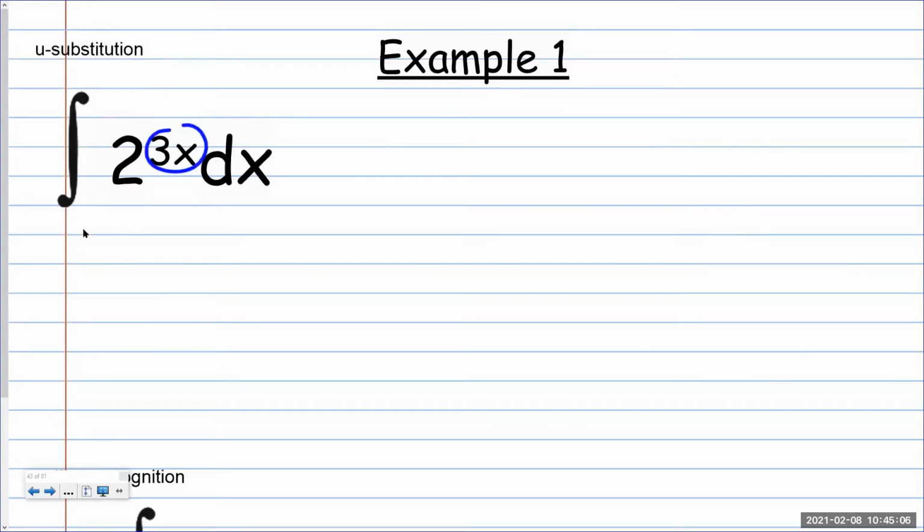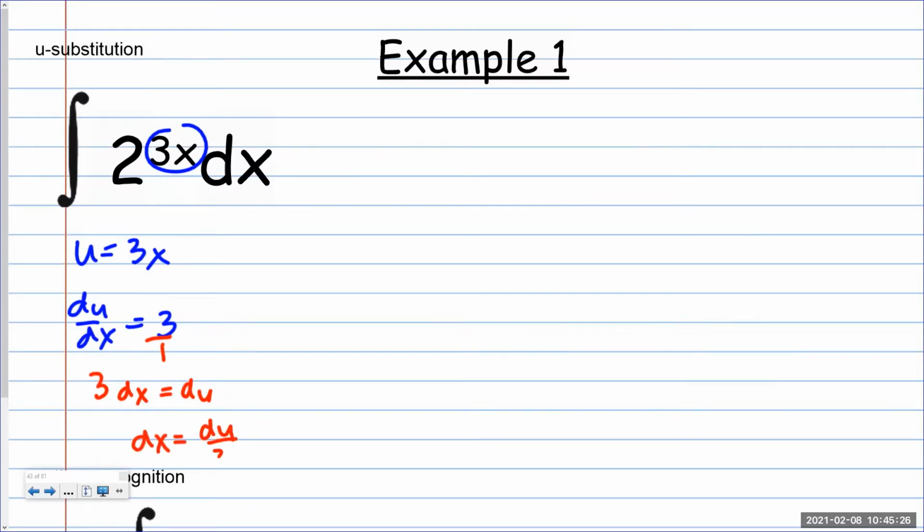Go for it. I'm going to say this is an a to the u problem. So that's going to be my u, 3x. I'm going to take the derivative of my u. That's 3. Good notation, guys. Okay, I'm going to force this into a fraction so I can solve for dx. So I get 3 dx equals du. So therefore, dx is equal to du over 3.